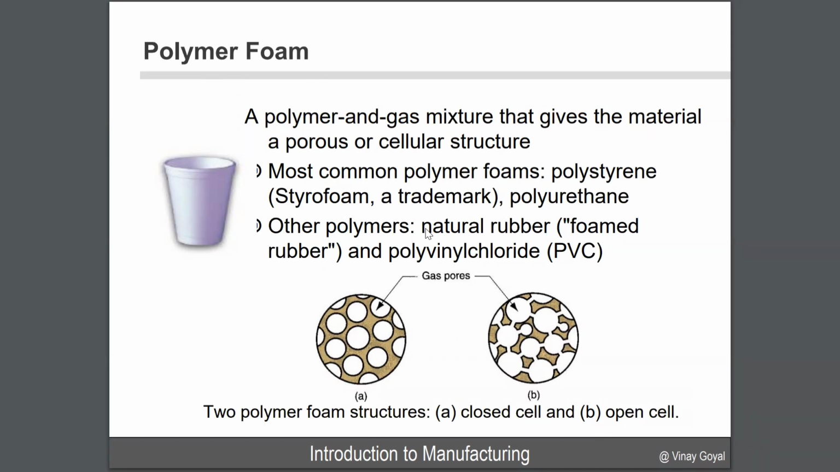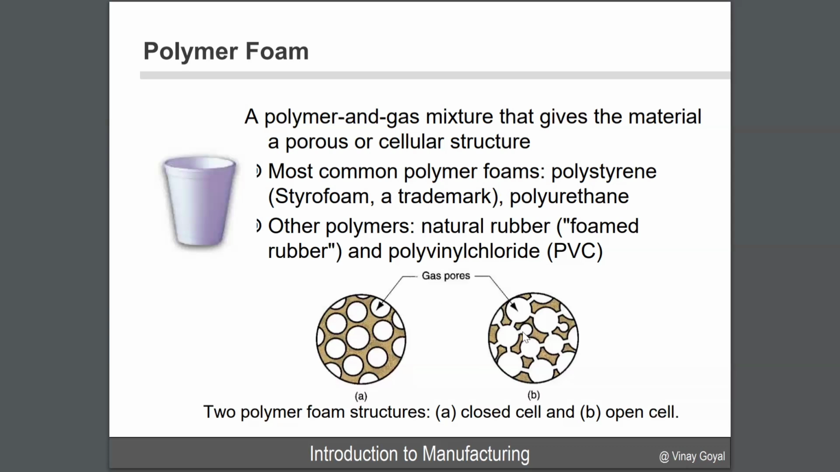Okay, polymer foam. In this case, you've heard of these polymer foams. Other polymers that you may have heard of are natural rubber and polyvinyl chloride, PVC. So a polymer and gas mixture is used, and that gives it that cellular structure. These materials tend to be very light because they are filled with gas pores inside. So there are two types that you may see in industry. One is a closed cell foam, and another one will be an open cell foam.